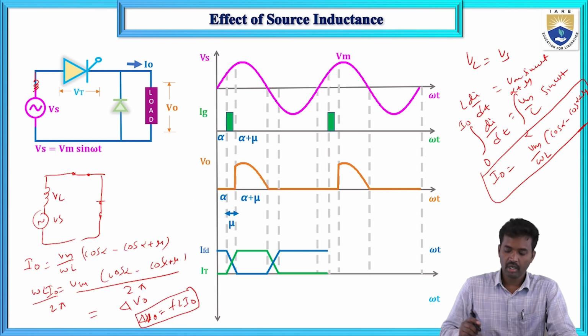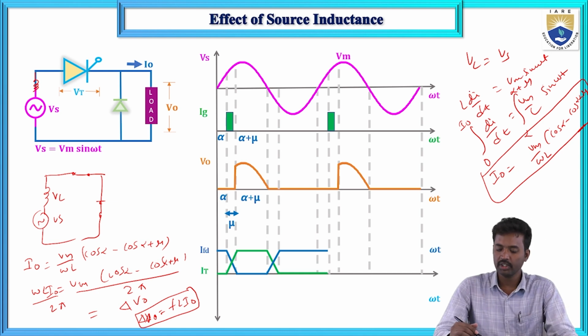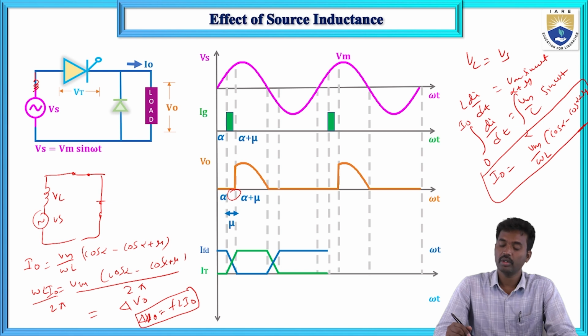And now, because of this source inductance, both are conducting, meaning the supply voltage equals the inductor voltage. So the inductor voltage, L di by dt, equals Vm sin omega t. If you integrate from 0 to I naught, and on the other side from alpha to alpha plus mu, of Vm by L sin omega t. If you simplify this, I naught equals Vm by omega L times cos alpha minus cos of alpha plus mu.